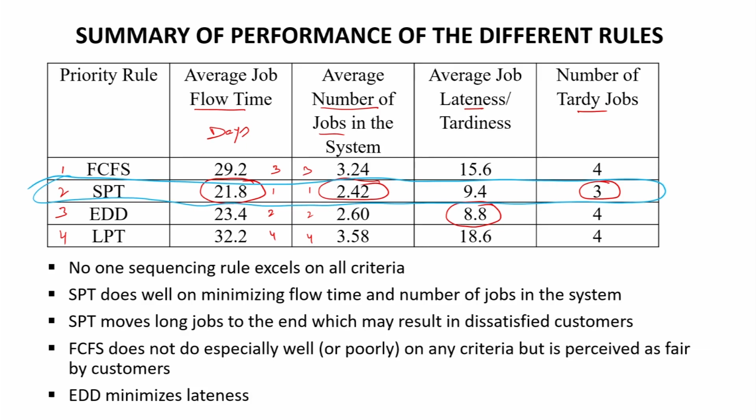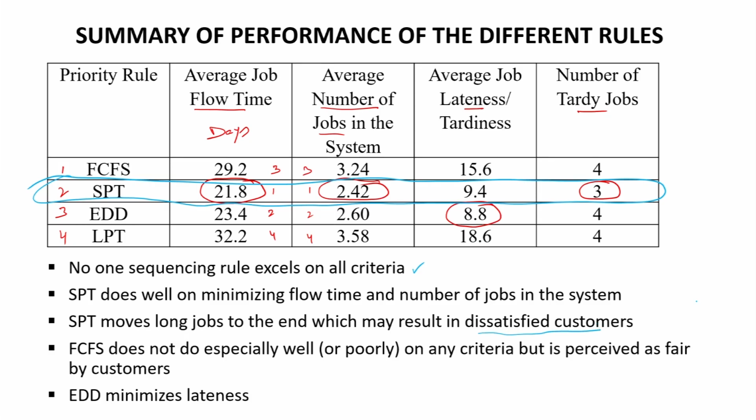So, some of the observations from this table: no one sequencing rule excels on all the criteria. Obviously, certain priority rules are good on certain criteria. SPT does well on minimizing flow time and number of jobs in the system. We have found that they are number 1 on that. SPT moves long jobs to the end, which may result in dissatisfied customers. That is very important to see.